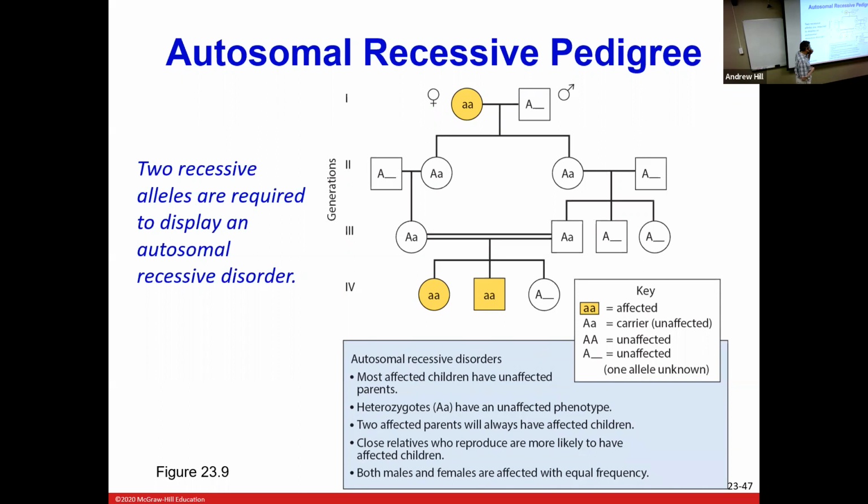Heterozygotes are unaffected. They don't show the phenotype. Two affected parents will always have affected children. Okay. But obviously you can see that unaffected parents can have affected children. Close relatives who reproduce are more likely to have affected children, right? And you can see that here we have cousins marrying and they had affected children, even though they weren't affected. And both males and females are affected with equal frequency, right? Okay, so those are some of the characteristics of an autosomal recessive pedigree.